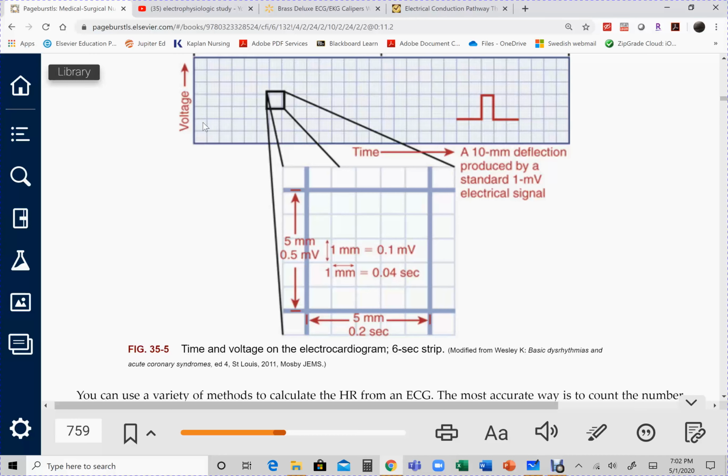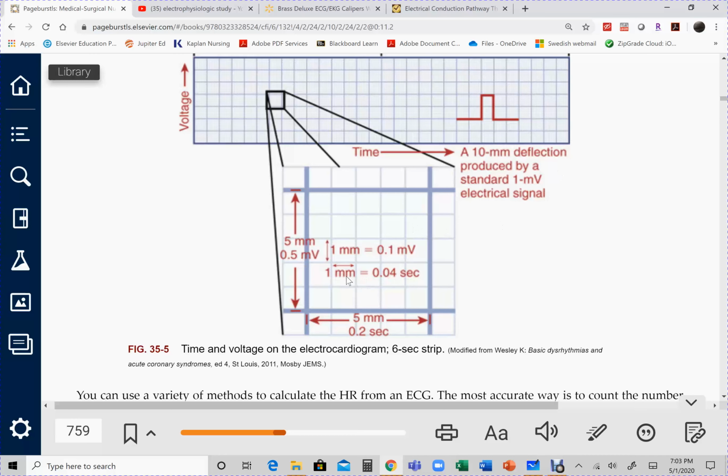Now, I forgot to mention that the horizontal axis represents time, in seconds, whereas the vertical lines measure voltage. Both are measured in millimeters. But the horizontal axis is measured in time, in seconds. So 1 millimeter therefore is equivalent to 0.04 seconds. So this is one small block.